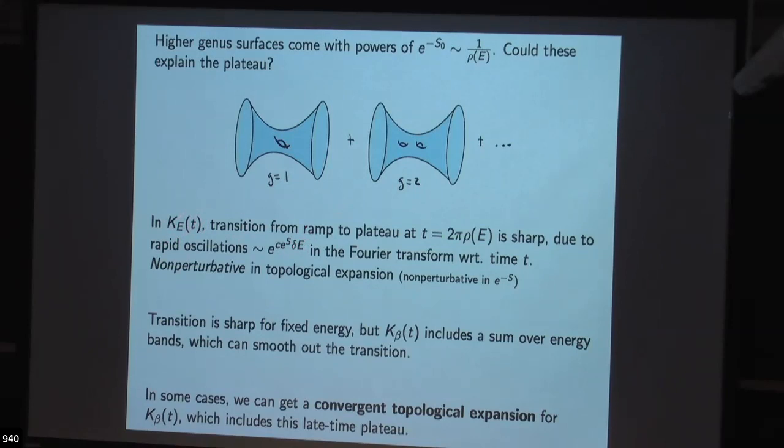The Fourier transform has a behavior, I neglected to write a factor of i here. It should be e to the i times some number times e to the S0 times delta E. So it's oscillating in delta E with frequency proportional to e to the S0. So that is a non-perturbative effect in e to the -S0. This is not something you'd be able to compute from the genus expansion. It's non-perturbative in the genus expansion. So it doesn't look like we'd be able to explain the plateau by a sum over higher genus surfaces. We'd have to do some sort of Borel summation or something complicated.